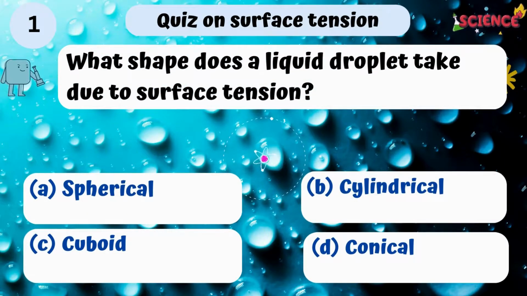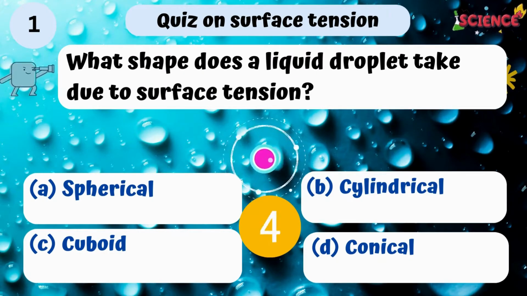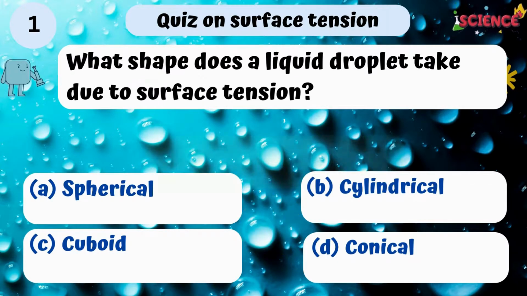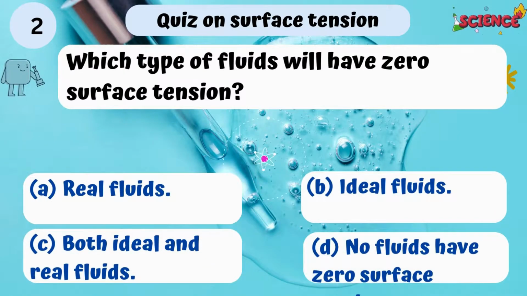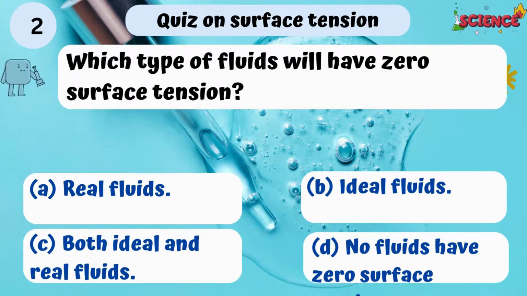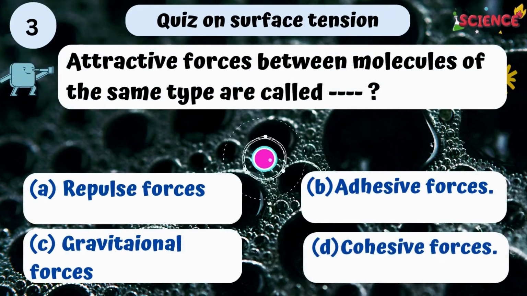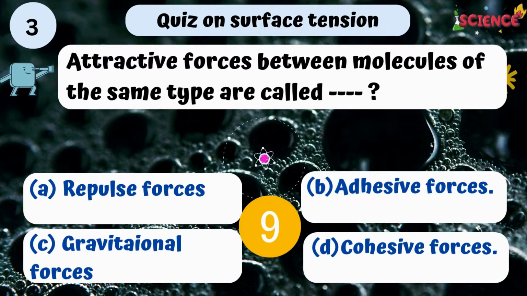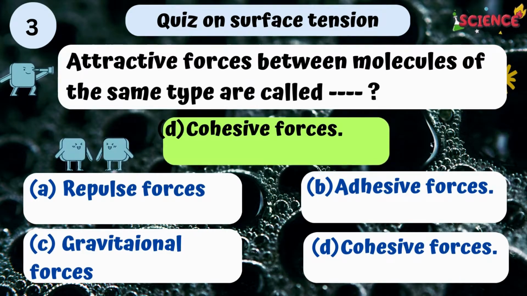What shape does a liquid droplet take due to surface tension? A. Spherical. Which type of fluids will have zero surface tension? B. Ideal fluids. Attractive forces between molecules of the same type are called cohesive forces.